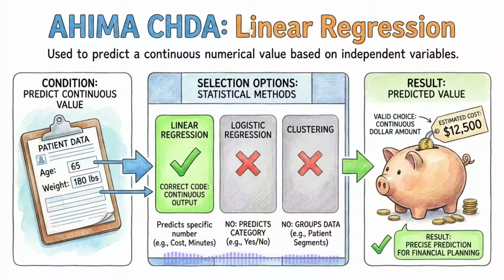The most basic form of this technique is linear regression, which is used specifically when you are trying to predict a continuous numerical value. For example, a hospital might use linear regression to predict exactly how many thousands of dollars a specific surgical procedure will cost based on the patient's exact age and weight. Because the final answer you are looking for is a continuous number, like money or minutes, linear regression is the correct statistical choice. Understanding when to use linear regression is a critical skill for any healthcare analyst managing hospital finances.